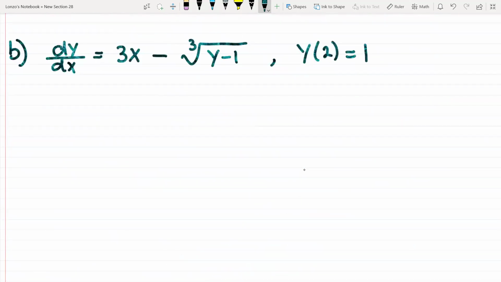So let's do part B. We have dy over dx equals 3x minus cube root of y minus 1, and then we have y of 2 equals 1. So that's like a coordinate, 2 comma 1. Here's your x, here's your y. So let's see if it is actually continuous by plugging in your coordinate.